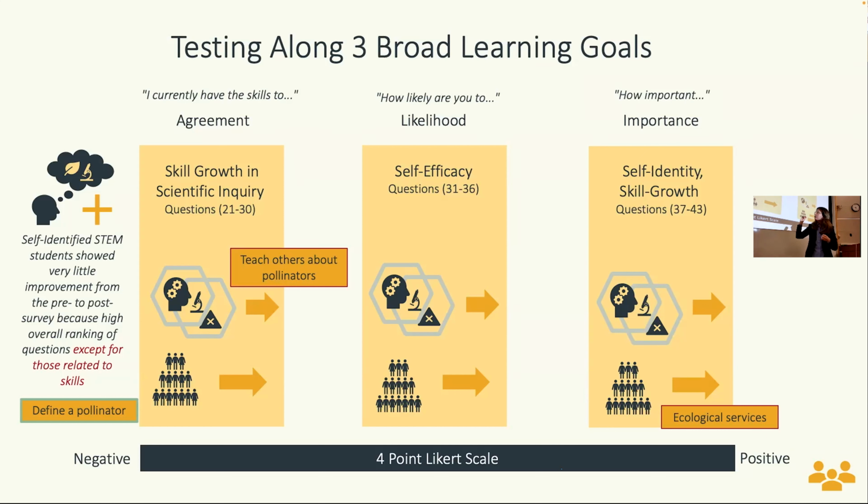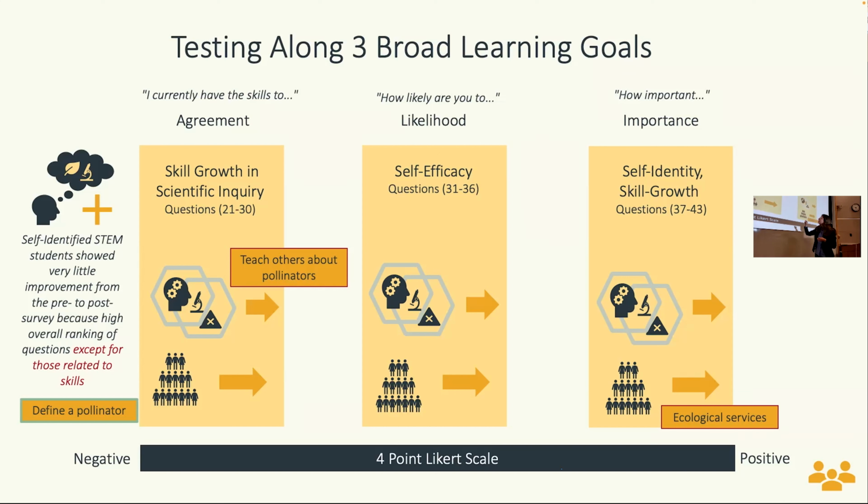So one question that students across the board, so self-identified non-STEM and self-identified STEM, was define a pollinator. So, they did show overall shift to a more positive response across groups. So overall for define a pollinator.